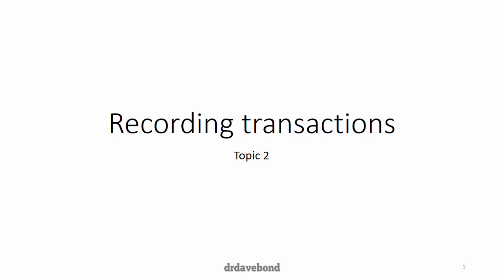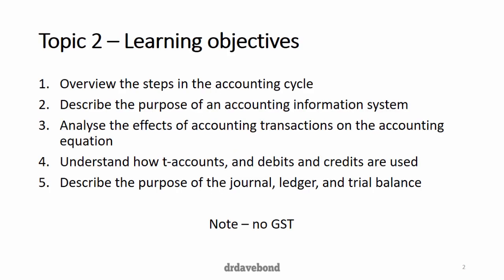Hi everyone, and welcome to the second review video where we'll be looking at topic 2, recording transactions. So the 5 learning objectives in this topic are to overview the steps in the accounting cycle, to describe the purpose of an accounting information system, to analyze the effects of accounting transactions on the accounting equation, then moving on to understanding T accounts and debits and credits, as well as looking at the journal, ledger, and trial balance.